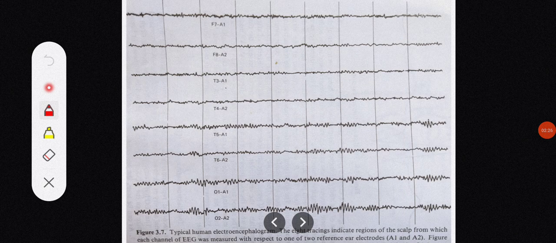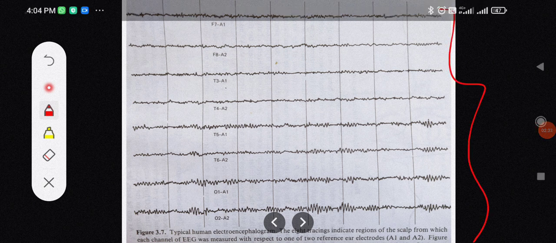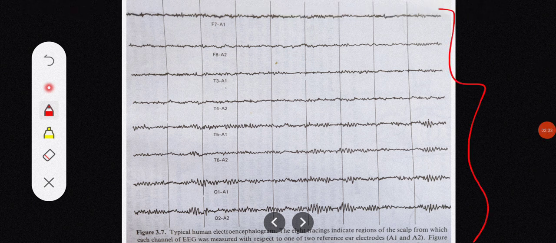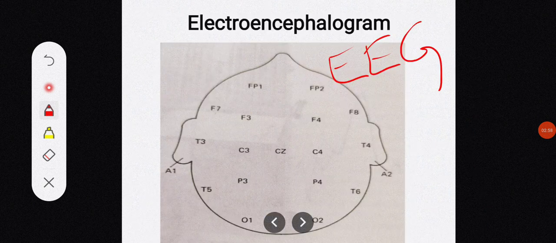If I show you the electroencephalogram graph, this is the graph of electroencephalogram. As you can see, the graphs are so complex that we cannot recognize them completely, or you can say we cannot recognize them totally as we used to do in case of electrocardiogram. In electrocardiogram we can recognize each and every point of that graph. So now one more thing: I told you how we get the electroencephalogram graph.